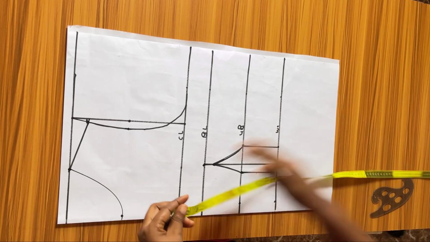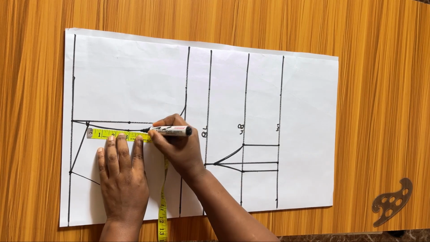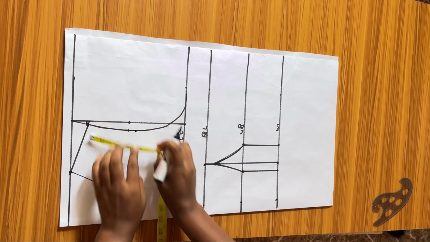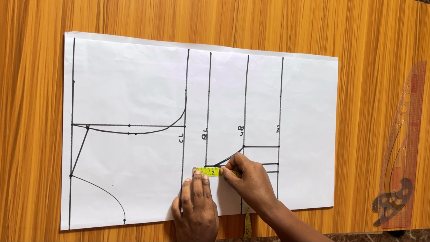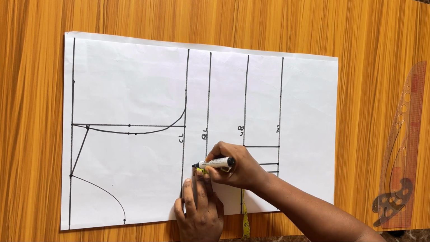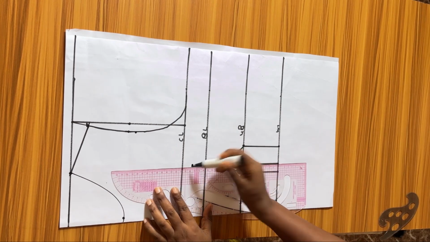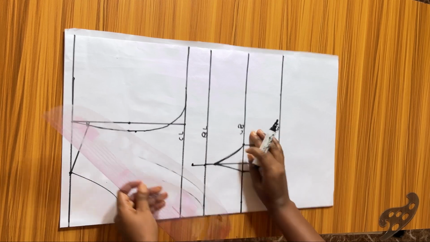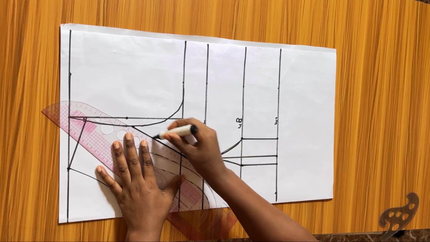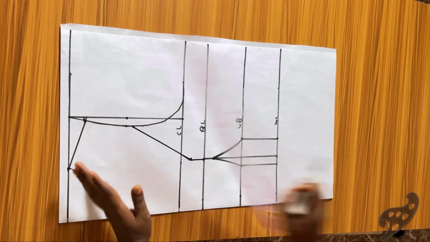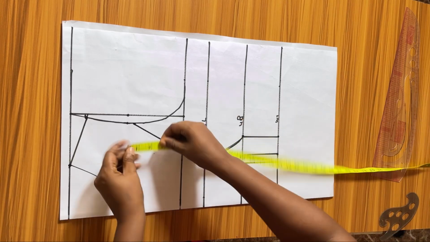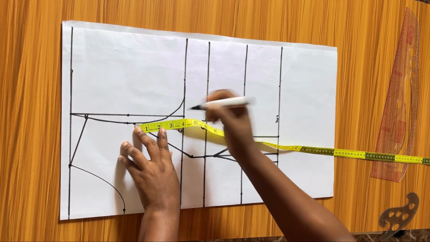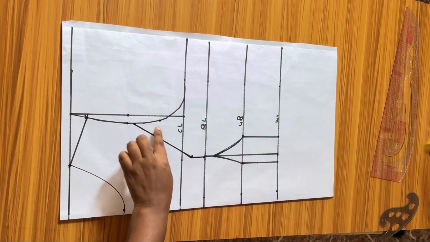So to mark our princess darts, I will mark the midpoint of my armhole line, and from the bust point I will go up by 1 inch. And after doing that, I'm going to connect from this midpoint to the 1 inch I came up with, just like this. So from that midpoint, I'm going to mark 2 inches darts, and I'll also connect it to this point using my curve ruler.